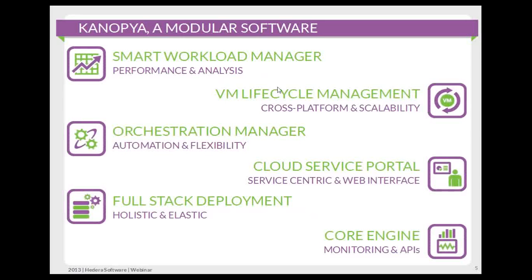So what are the different modules of Kanopya? Kanopya is first a modular software, so you can use every module depending on what you want and what your needs are. Each module has a specific know-how and corresponds to particular needs. The first one is the Smart Workload Manager. It is the intelligence of our solution, with many algorithms like a rule engine, a correlation engine, and historical analysis and learning.